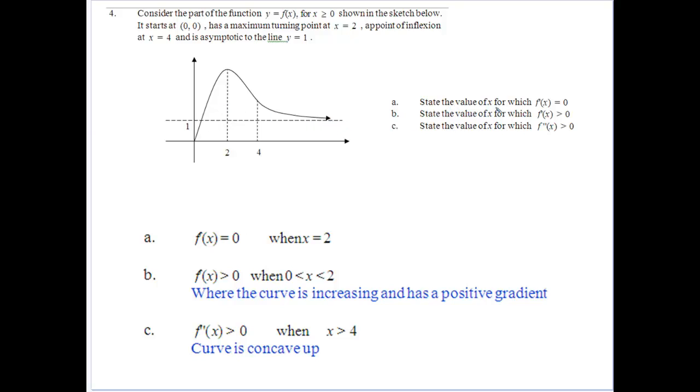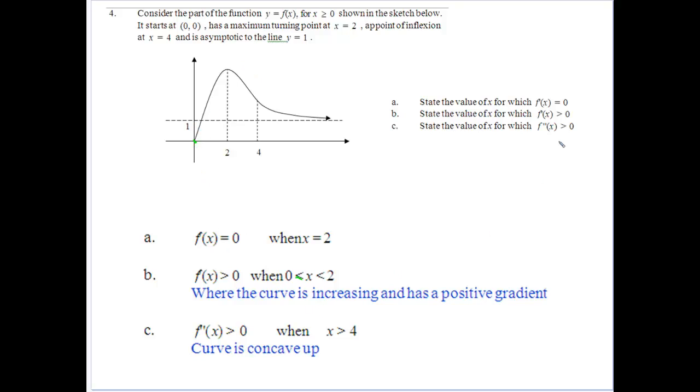What's the value of x for which the first derivative is equal to 0? Well, we can read that. We know that it's equal to 2. Where is the first derivative greater than 0? Well, we can see where the curve is rising. That would be between 0 and 2. And we should probably have equal to 0 as well, because x is defined at x equal to 0, and we know it's rising.